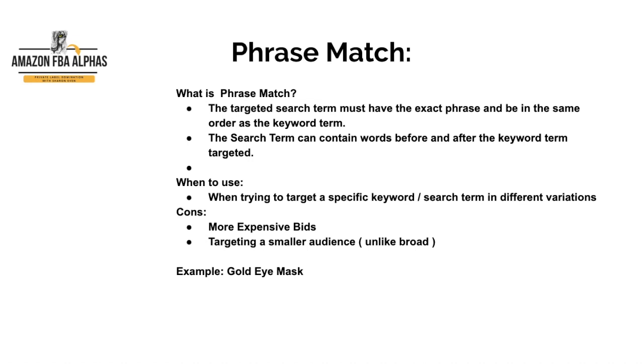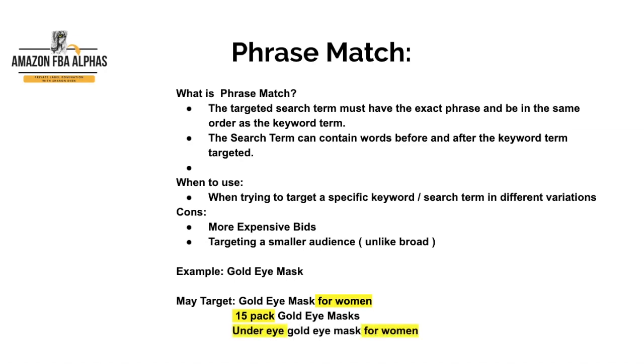So let's say I put gold eye mask as a targeted keyword phrase. It could target gold eye mask for women. So then you can see for women is after the gold eye mask. 15-pack gold eye masks. So the word 15-pack was before the gold eye masks. Under eye gold eye mask for women, etc.